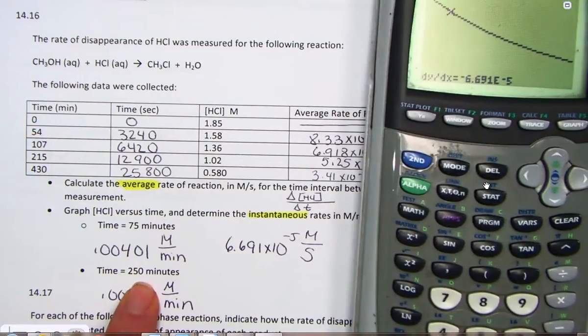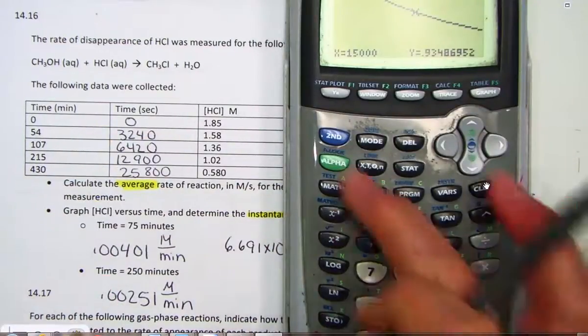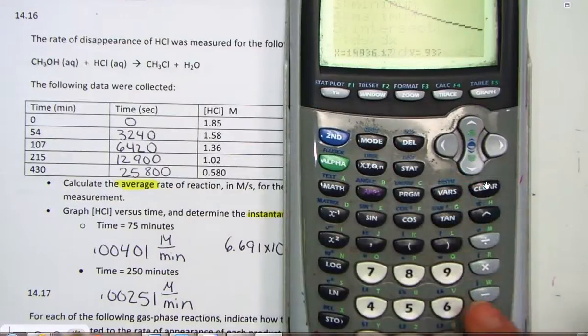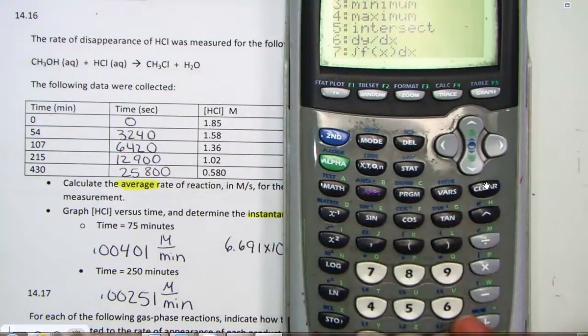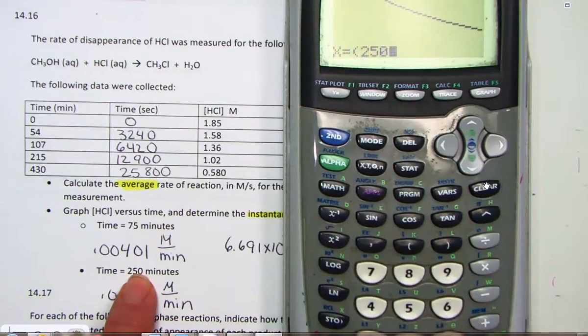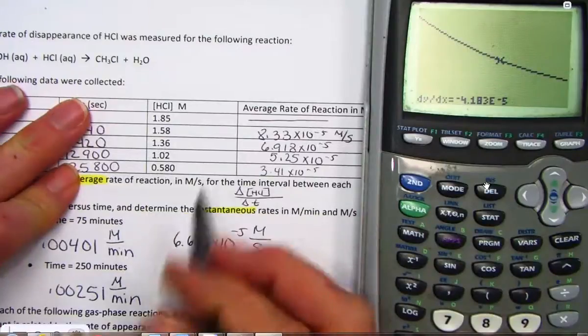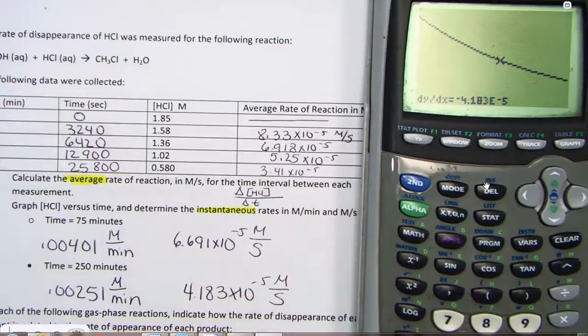Maybe I'll do this part first. I'll do here 250 times 60 to change my minutes into seconds. And I get my next... I think I messed that up. Let me hit that over. So my y equal is in there. I want to calculate a derivative. And this time when I hit, I want it to be for 250 minutes, but in seconds, so I multiply that value by 60. There it is. Now I got it. I did it twice, sorry. 4.183 times 10 to the negative 5th molarity per second.